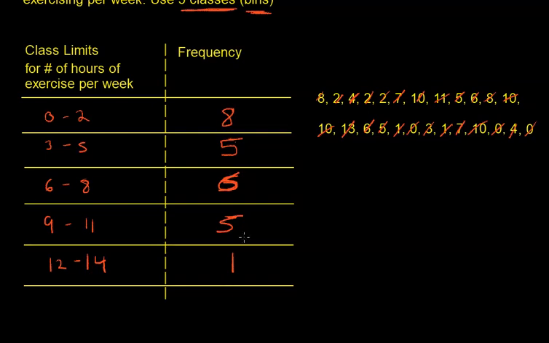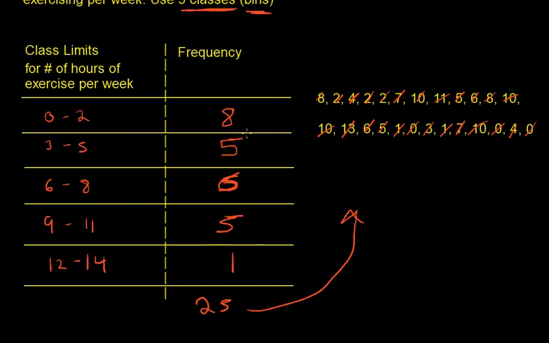Okay, so you can double check that you didn't make any mistakes like the way I did, missing any numbers. What you should do is add up these numbers. So 8 plus 5 plus 6 plus 5 plus 1, and you get 25, which is the total number of observations in your data set. And so you should always double check that the total number of observations in the data set matches the frequencies that you reported in your table.